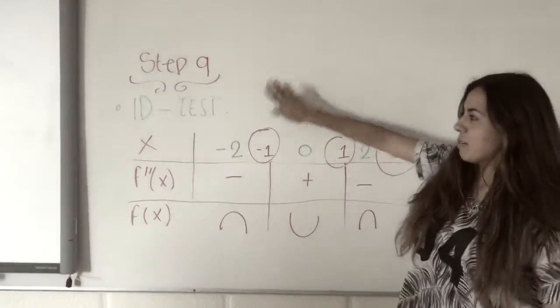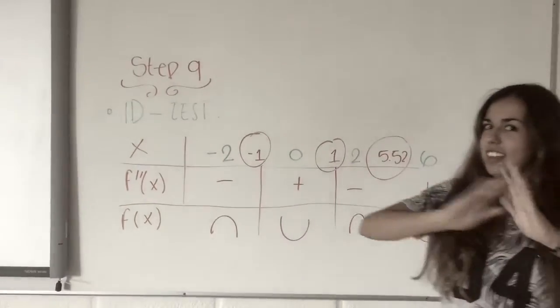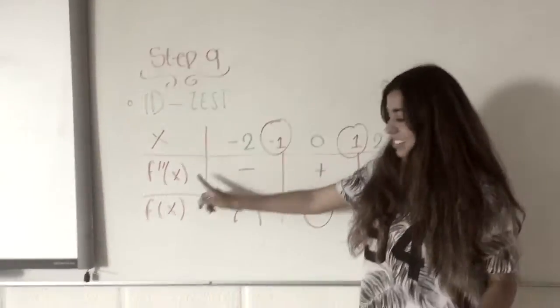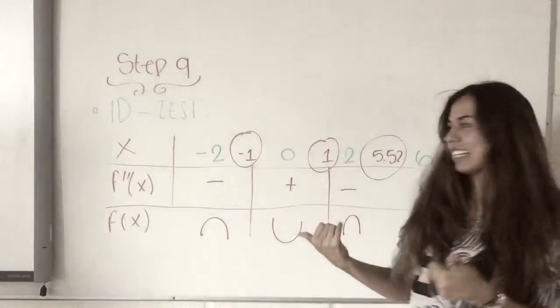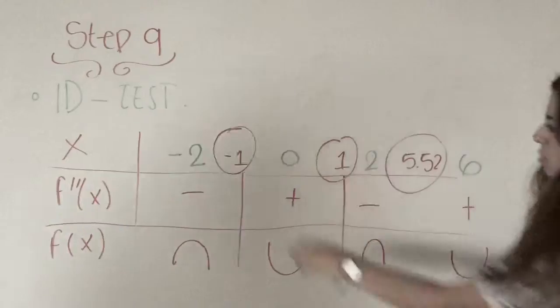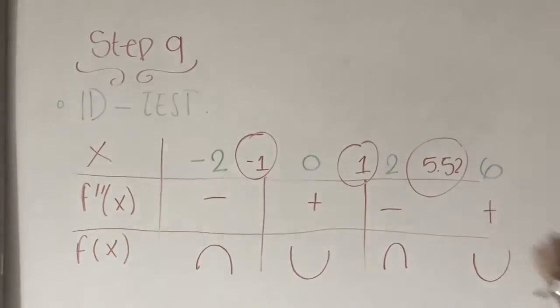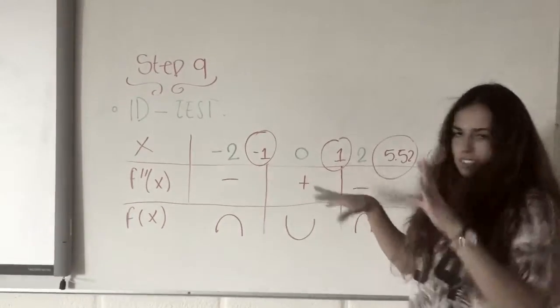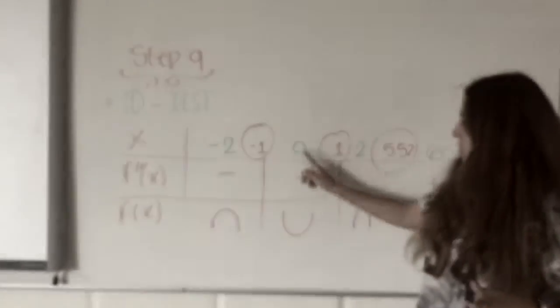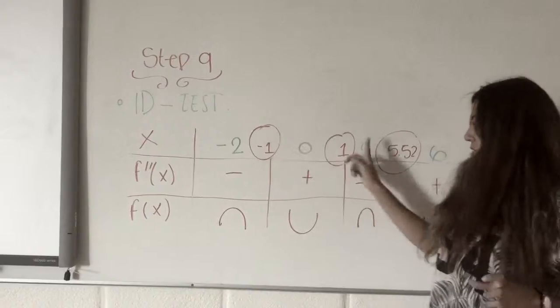Now, this is step number 9, which is the inflection test. It's almost the end, so don't worry. We have x, the second derivative of x, and f of x. We've been told before that we needed some values that we got from the second derivative, which was what? Minus 1, 1, and 5.52. With that, and substituting on the second derivative, you get something, and you need to substitute the minus 2, 0, 2, and 6, which are values that approximate to these numbers.